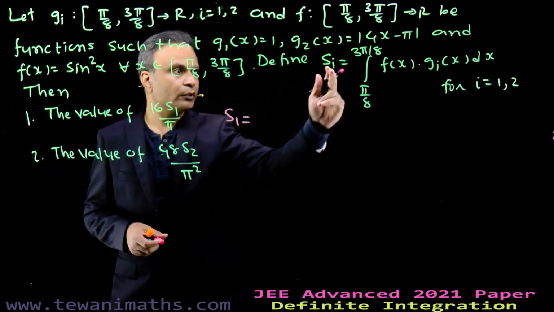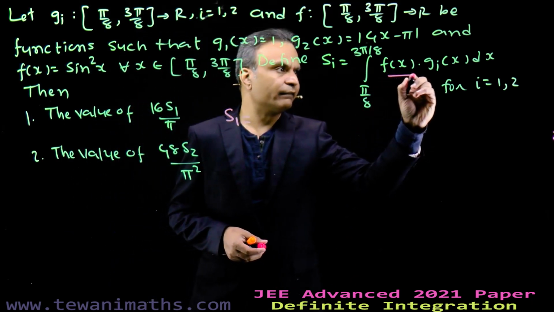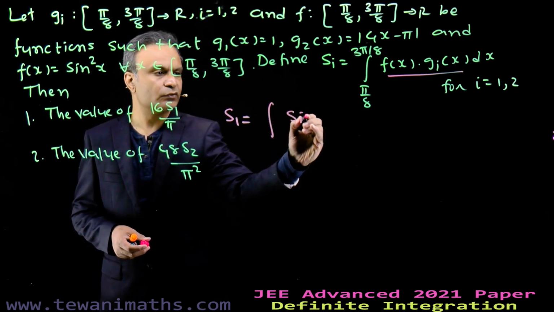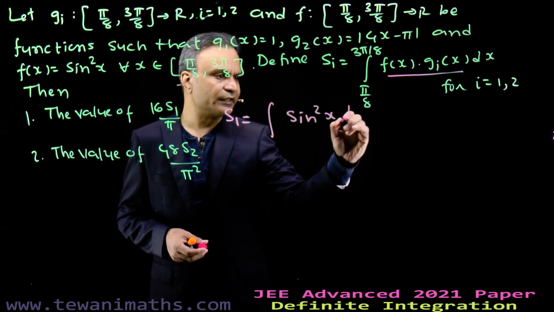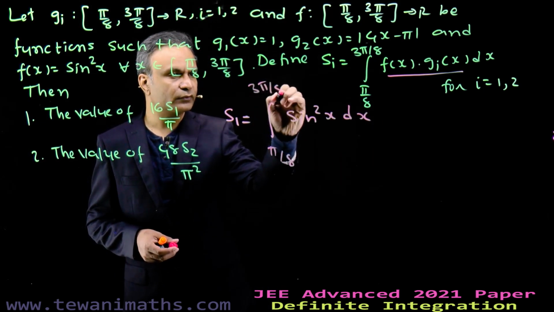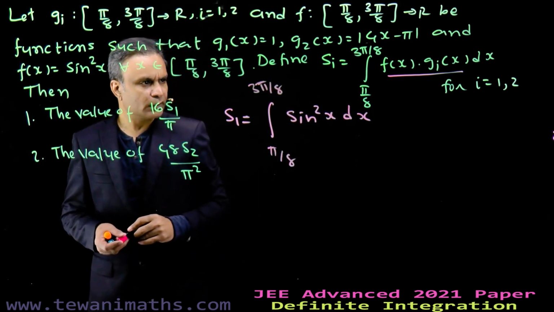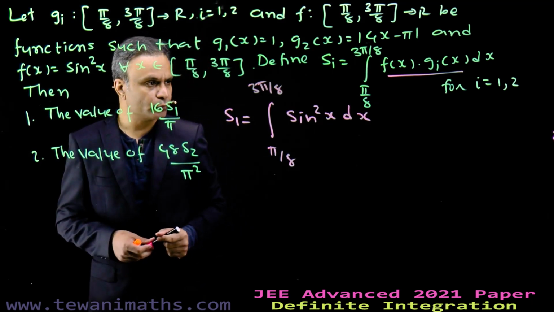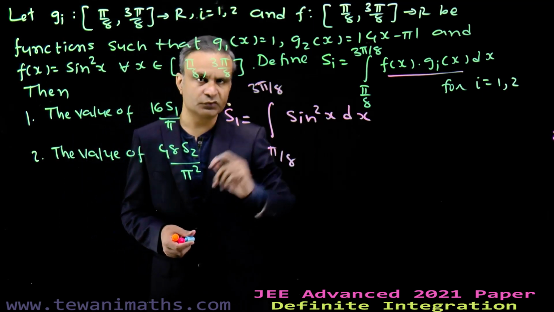Put i equal to 1. Here the integrand function will be f(x) into g1(x). f(x) is sine square x, g1(x) is 1, so the integrand function will be sine square x only. Lower limit pi by 8, upper limit 3 pi by 8. Now we can easily find the value of this integral. We can use sine square x is equal to 1 minus cos 2x over 2, but we have a simpler approach to get this value.